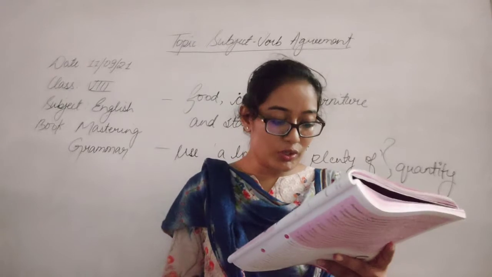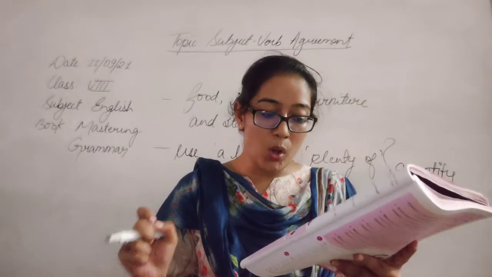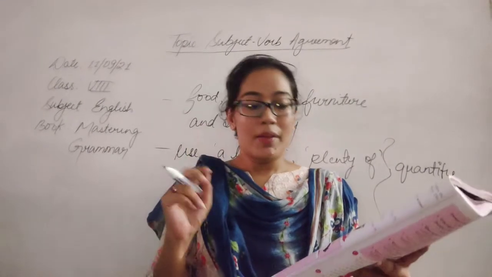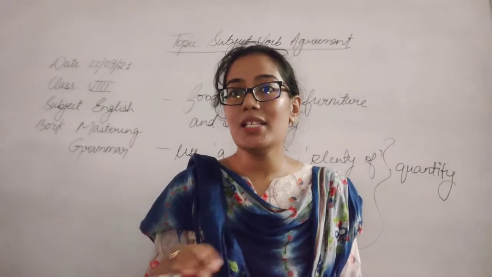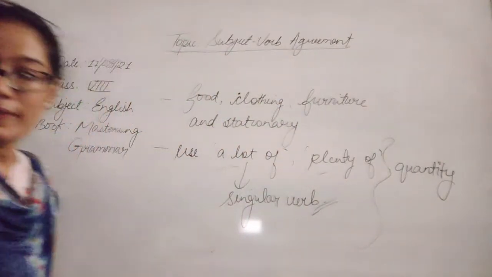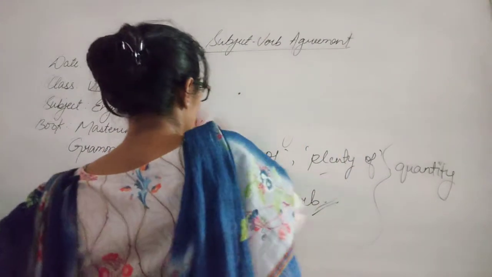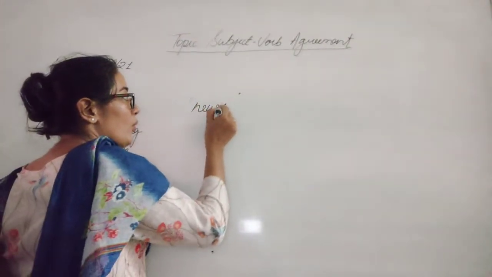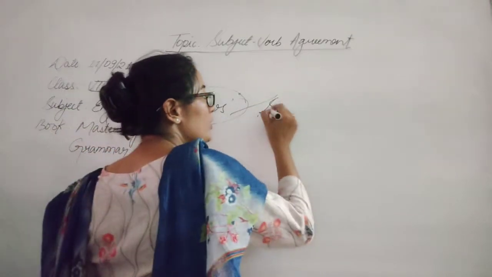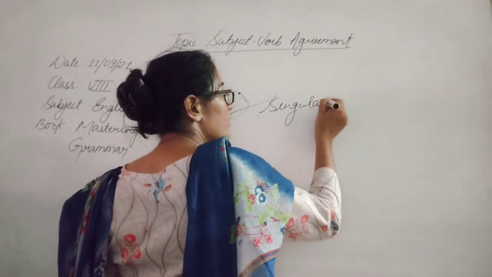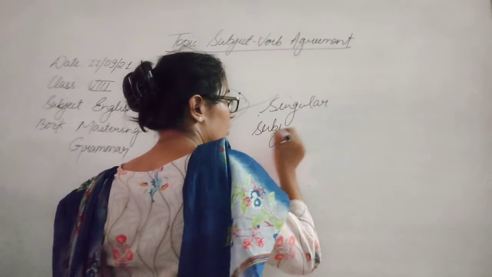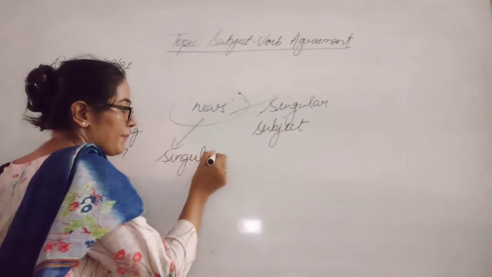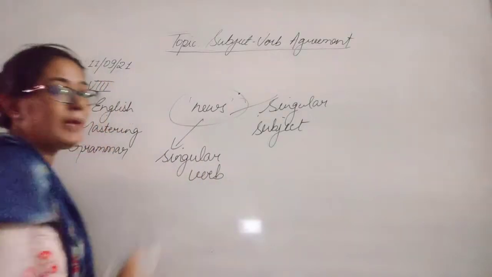Okay, let's move on to another feature. News is always regarded as a singular subject and takes a singular verb. Okay, when the word news is used in a sentence, then it always denotes a singular subject with what? Singular verb. Am I clear?